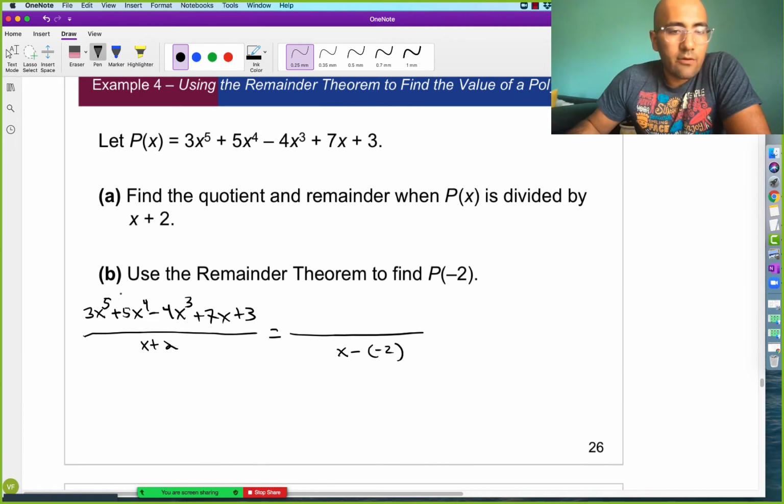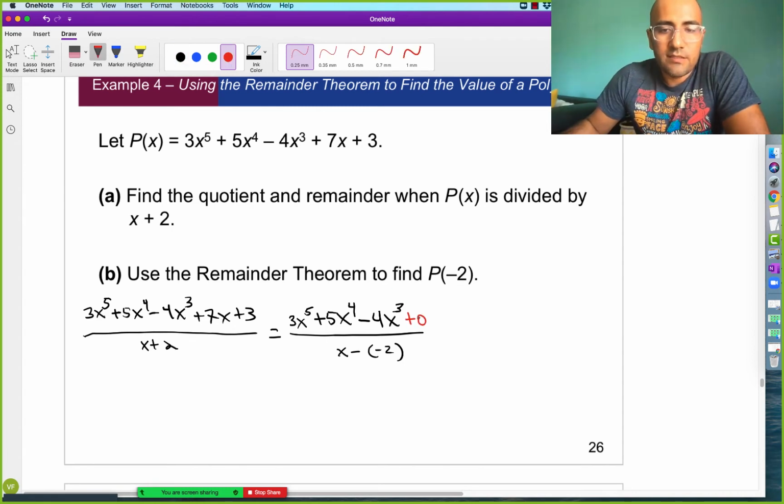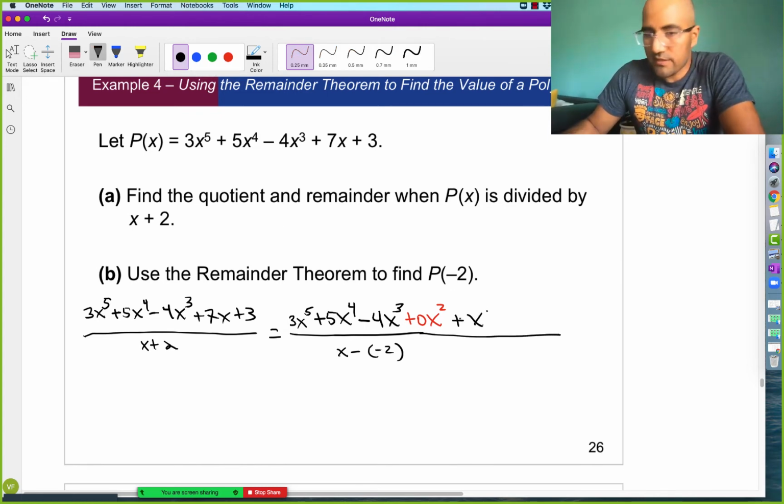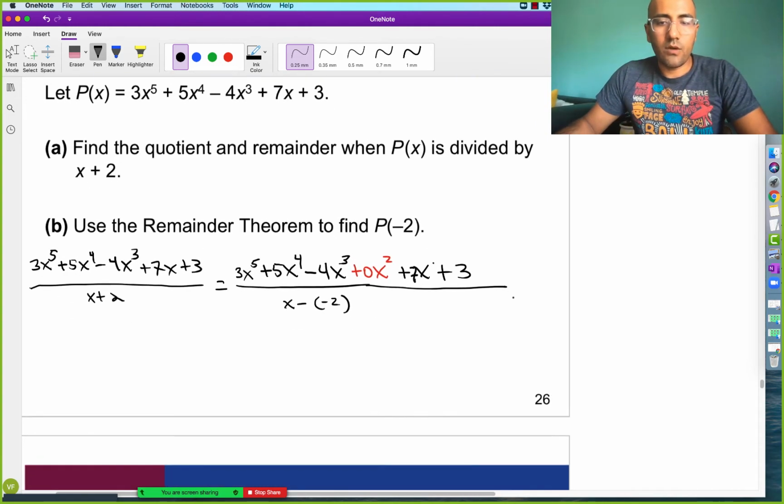And we have to be careful about the powers here. 5, 4, 3, I'm missing the 2. So let's insert that in there. 3x to the 5th power plus 5x to the 4th power minus 4x to the 3rd power, I'm going to insert the plus 0x squared, and then I have power of 1. So plus 7x plus 3. So powers 5, 4, 3, 2, 1, 0. And then down here, it has been rewritten this way. So we're ready to go. We can do our synthetic division.